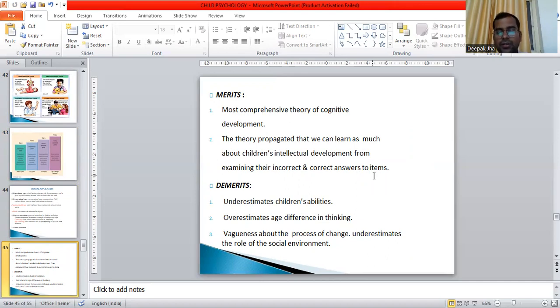What are the demerits? The first and most common demerit is that it underestimates children's abilities. Now, according to Piaget, only when a child has reached the age of 7 years is he able to do mathematical calculations such as addition and subtraction. But that is not true. So Piaget has basically underestimated children's abilities. It overestimates age difference in thinking. There is vagueness about the process of change. It underestimates the role of social environment.